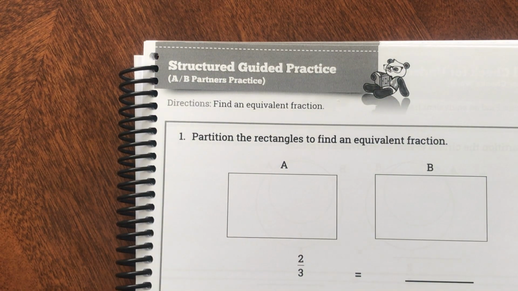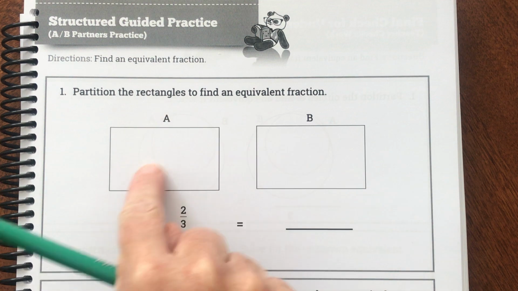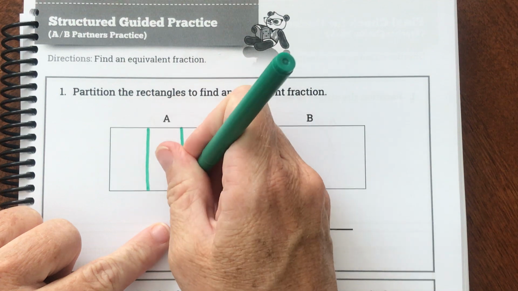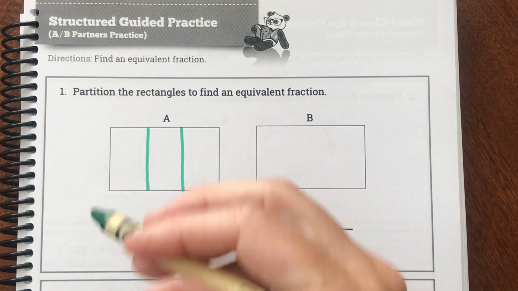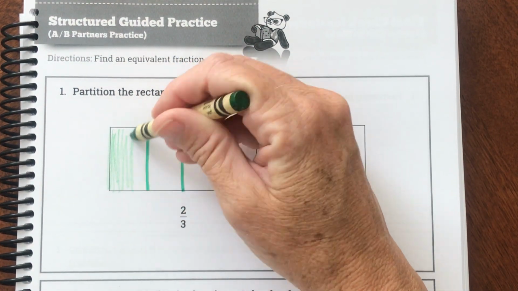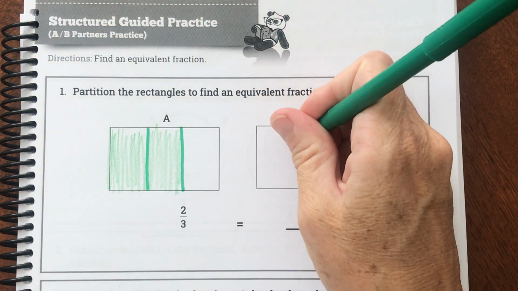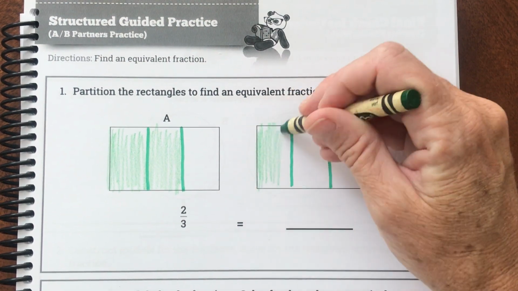We're on page 132, and here is our first one. It says, partition the rectangles to find an equivalent fraction. Okay, so we're going to first draw this. So the 3 means we're going to partition it into 3 parts. And the 2 means that we have 2 of the 3 parts. So we have 1, 2 of them. Okay, so let's do the same over here. Let's partition it into 3 parts. And let's shade 2 of them.